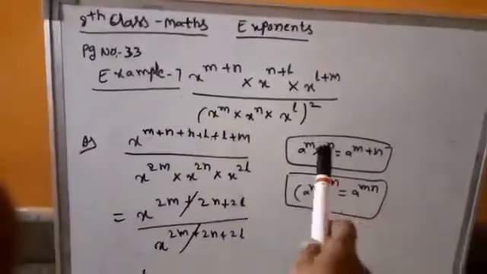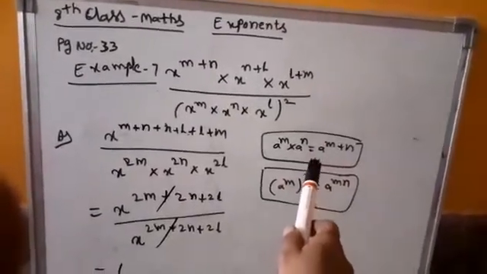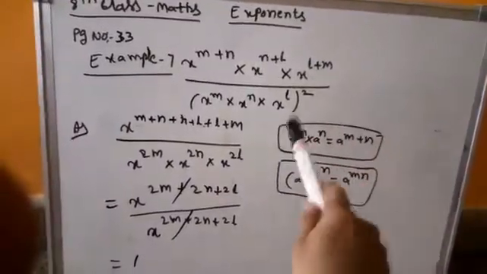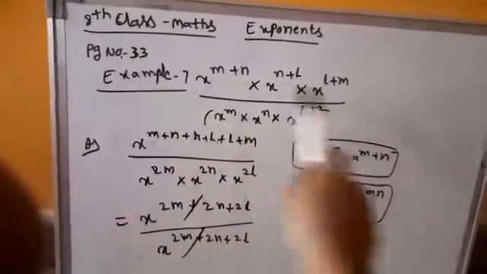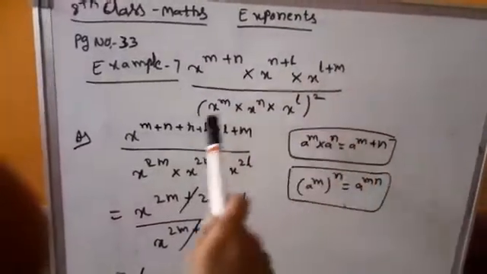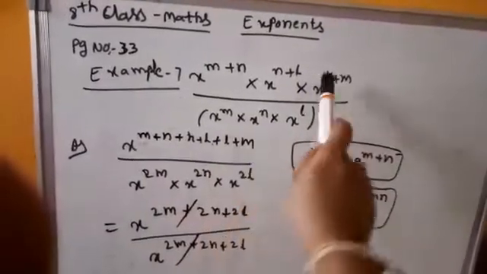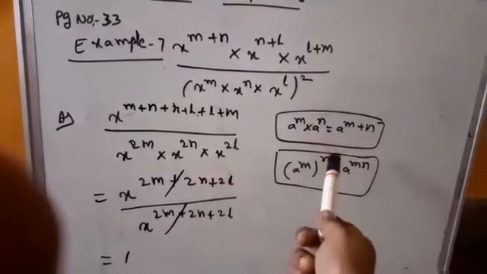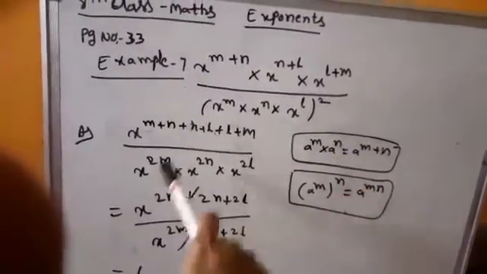See here, there is one formula: a to the power of m into a to the power of n equals a to the power of m plus n. This is the exponents formula, so we have to apply this formula here. See here, this is x, same base. Same base means we have to add powers. That's why x to the power of m plus n plus n plus l plus l plus m. Divided by, here also, see, a to the power of m whole to the power of n equals a to the power of m into n. So this formula we have to apply to the denominator.